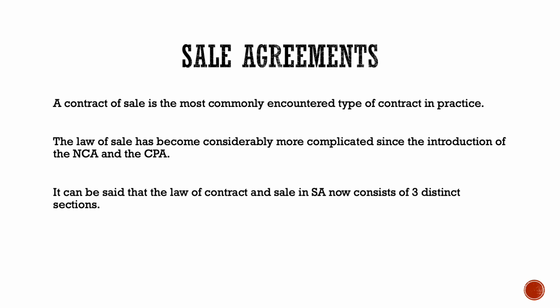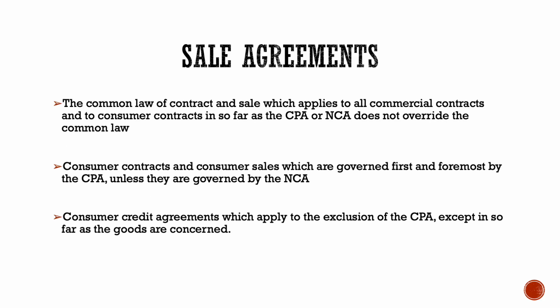A contract of sale is the most commonly encountered type of contract in practice. The law of sale has become considerably more complicated since the introduction of the National Credit Act and the Consumer Protection Act. It can be said that the law of contract and sale in South Africa now consists of three distinct sections. The first one is the common law of contract and sale, which applies to all commercial contracts and to consumer contracts insofar as the Consumer Protection Act or the National Credit Act does not override the common law.